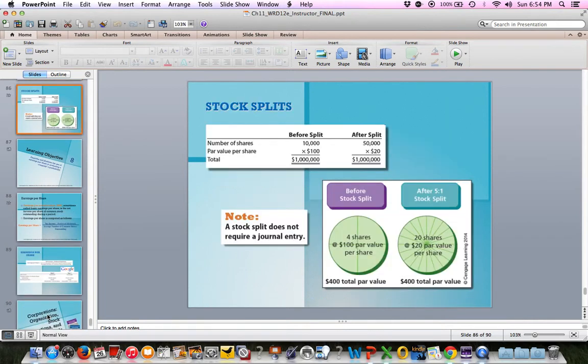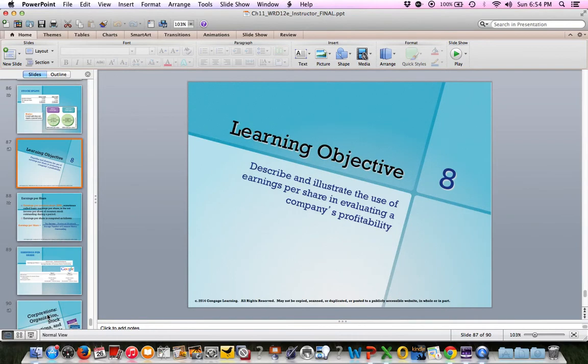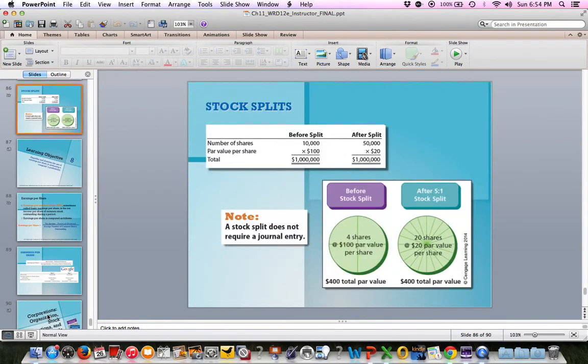And so it does not affect total equity, just so you know. Does not affect total equity. It's still $1 million before and after. It's just that the number of shares increases, but the par value goes down, and the total is the same. So before the split, you'd have 4 shares at 100. After the split, you'd have 20 shares at 20. Still $400 par value for both.